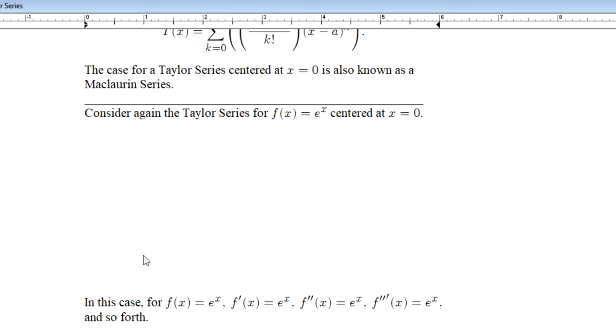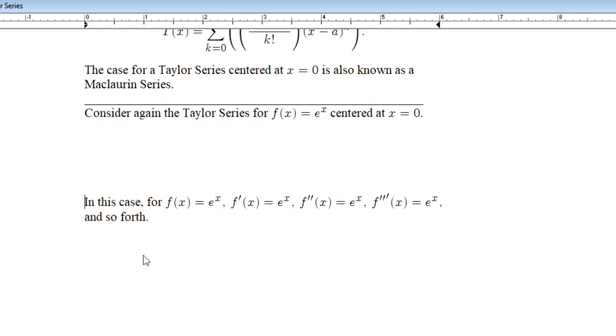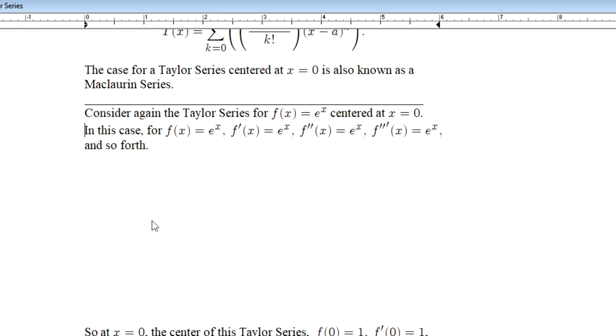In this case, for function f of x equals e to the x, we get a nice result for the derivatives of that function. f prime is equal to e to the x, f double prime is equal to e to the x, f triple prime is equal to e to the x, and so forth. The derivatives of the e to the x function, the natural exponential function, are always the natural exponential function, right?